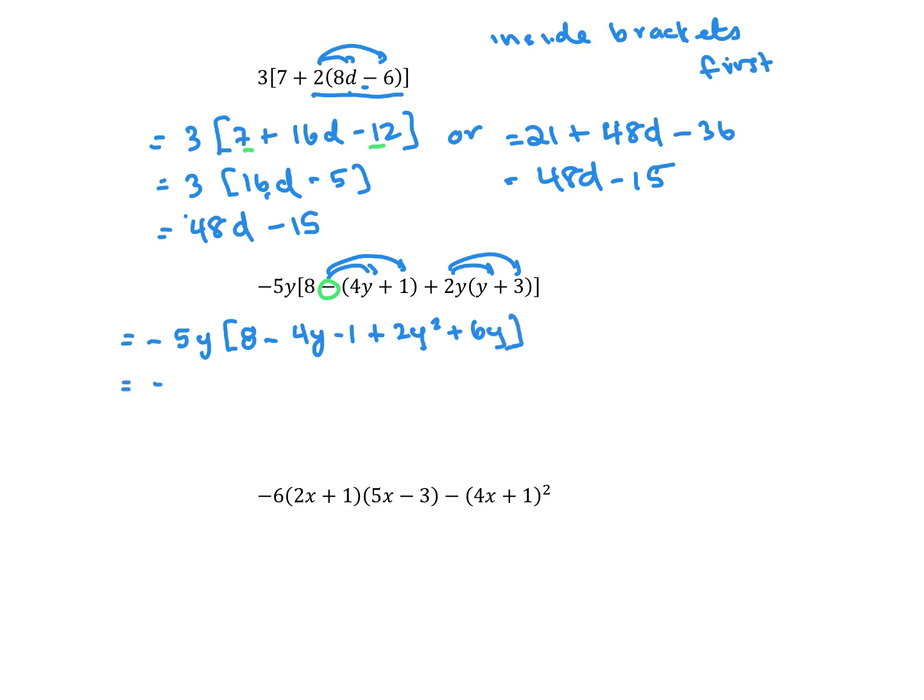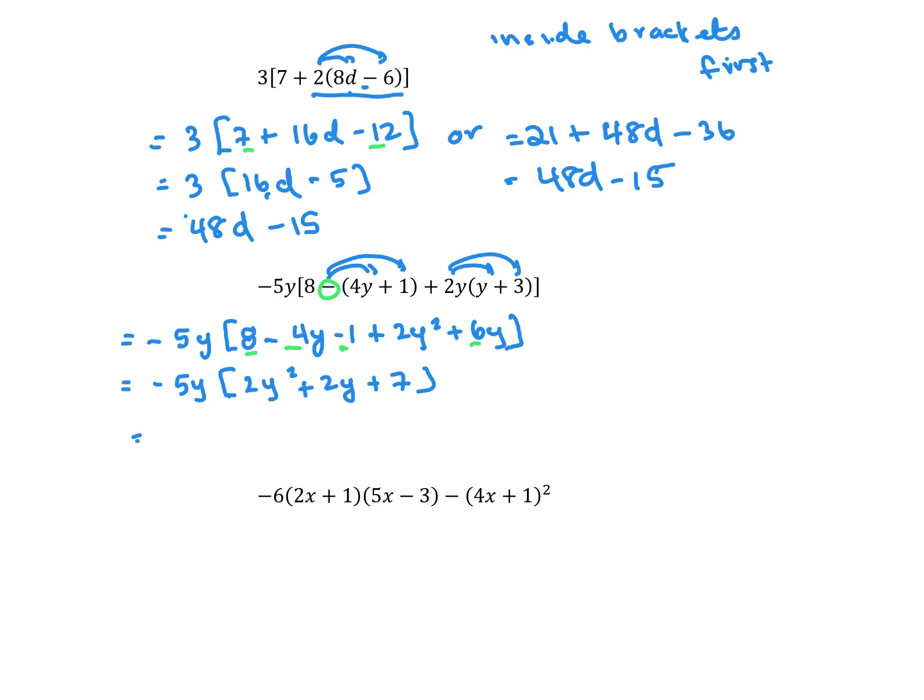Again, if you want, you can simplify the bracket before we expand the outside. So I'm going to do it in descending order. So I've got 2y squared. I've got minus 4y and plus 6y. So that's plus 2y. So minus 4 plus 6 is 2. And then I have this 8 minus 1 is 7. So I'm going to tidy up the bracket first, and then I'll expand the outside bracket.